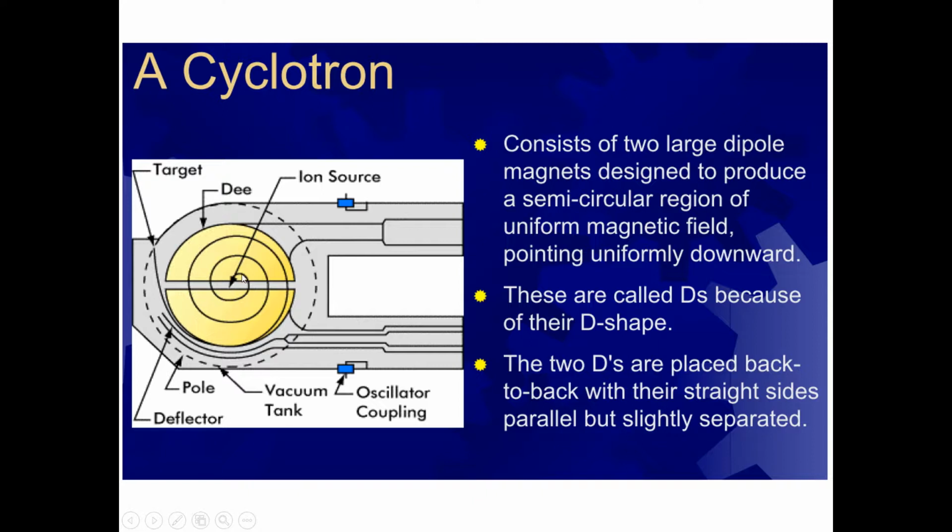These are called the D's because of their D shapes. Here you can see the D shape structures. If you look clearly, they look exactly like the English letter D. The two D's are placed back to back with their straight sides parallel, but separated by a small distance.